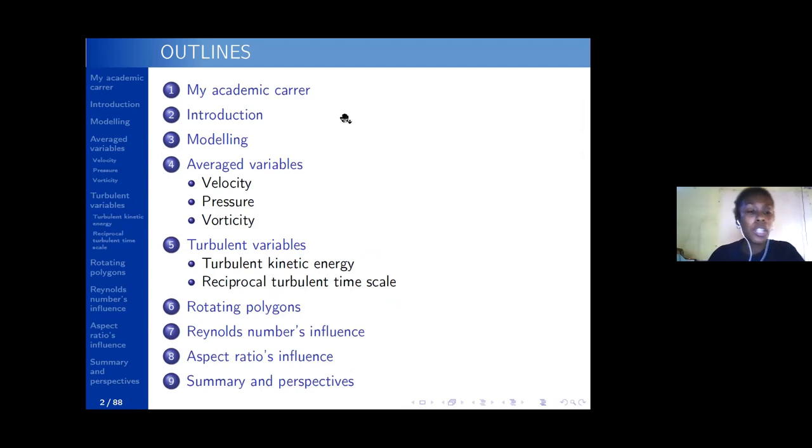First, let's start to see the outline. I'm going to start by talking about myself. Then we are going to see the introduction, the modeling part, and we are going to end with results and the summary.